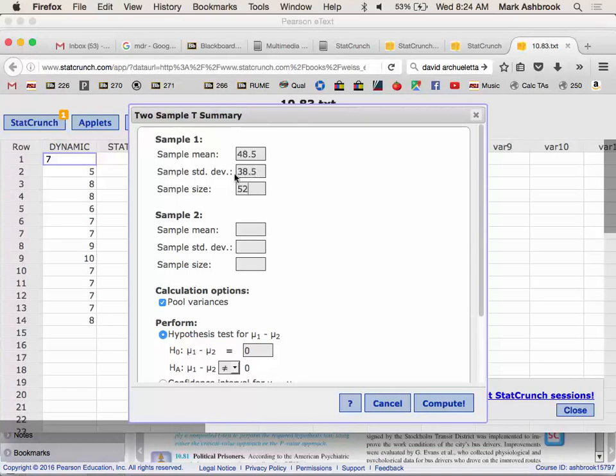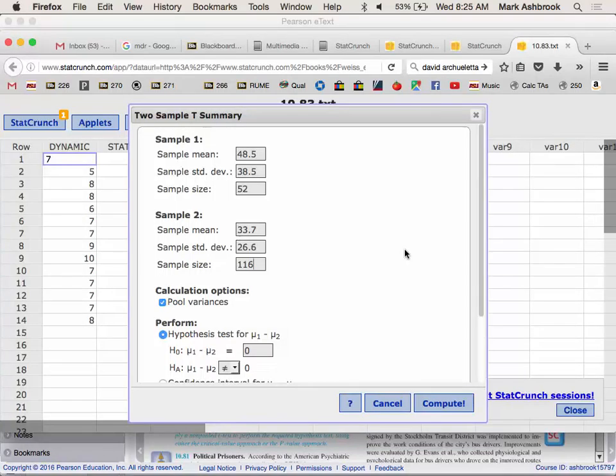That means that the size of these 52 malignant tumors had a really wide spread of values, right? They weren't all close to 48.5. It's a huge standard deviation. Okay, sample mean number 2: 33.7. Okay. The standard deviation, 26.6. Sample size, 116. Did I get that right?